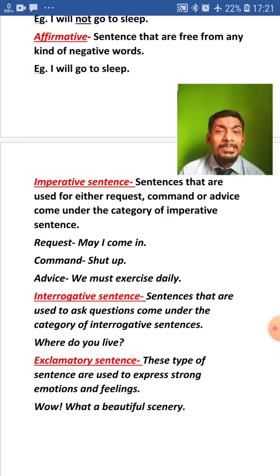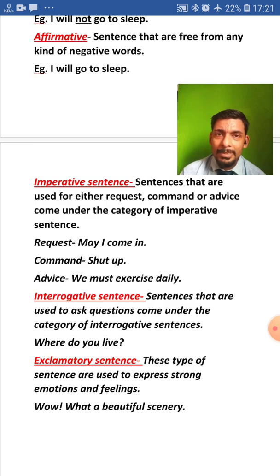Now the examples are as under. For request, I have written an example, may I come in. This example is coming under the category of request, my dear students. For command, I have written shut up. This is a command. I am commanding someone and telling him not to talk. Shut up.